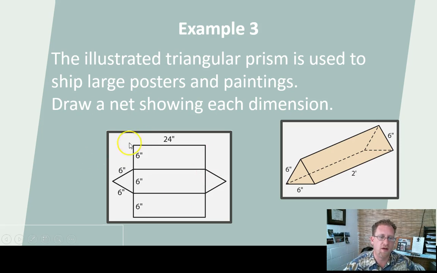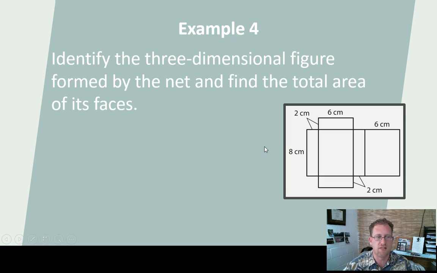Okay. Now, we'll be doing this a bunch in class, either looking at a net and answering the question, what's the solid, or looking at a solid and trying to draw a net. Okay, so those are things that you'll do. You'll also use this to do some area. So identify the three-dimensional figure formed by the net and find the total area of its faces.